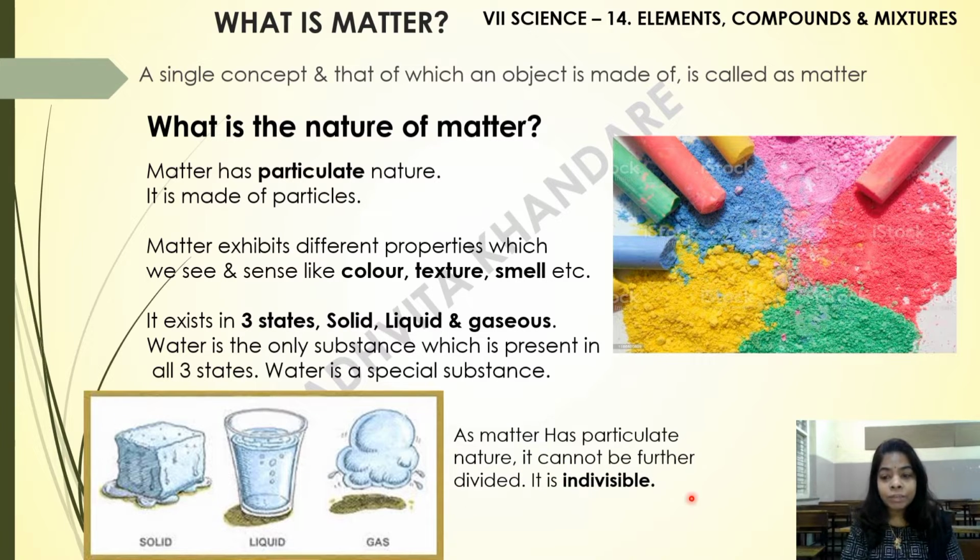It is indivisible. So before understanding the elements, compounds and mixtures, first understand what these substances are made of. These substances are made of very small particles joined together, which we call as matter. This matter is indivisible. It cannot be divided further. It is having particulate nature. It's made of particles. And physically, it can exhibit three states: solid, liquid and gas. And it is having its own color, texture, smell, all of those things.